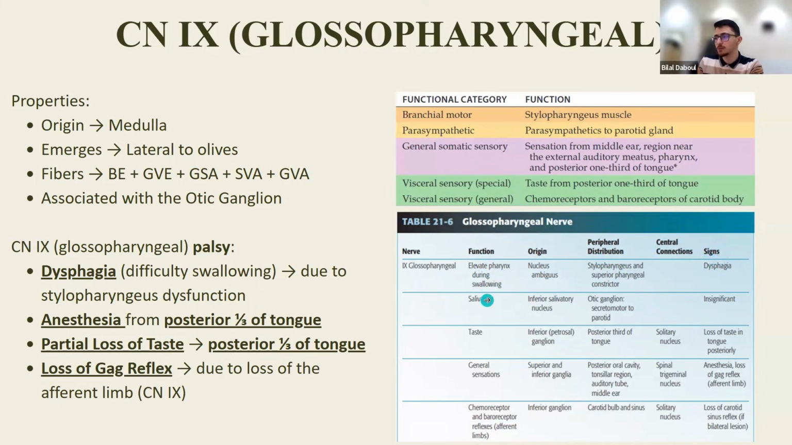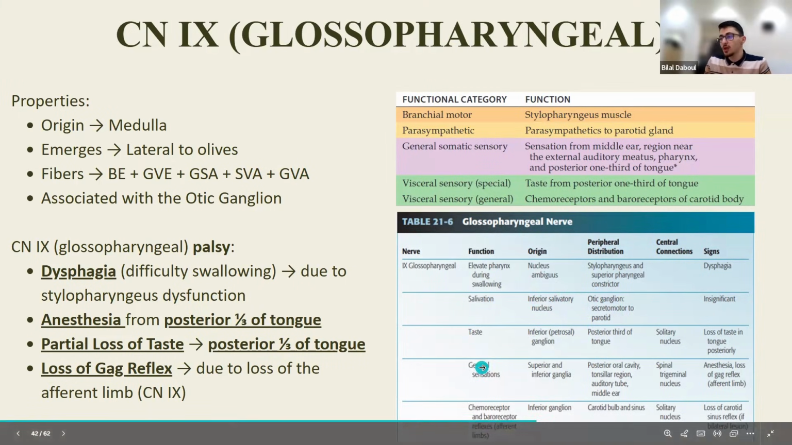You have decreased salivation because you have damage to the glossopharyngeal and it's responsible for supplying the parotid. The nucleus associated will be the inferior salivatory nucleus. Again, the parasympathetic ganglion will be the otic ganglion, as we said. It's insignificant because the submandibular and sublingual glands ultimately compensate. When it comes to taste, again, we have loss of taste from the posterior one-third of the tongue.